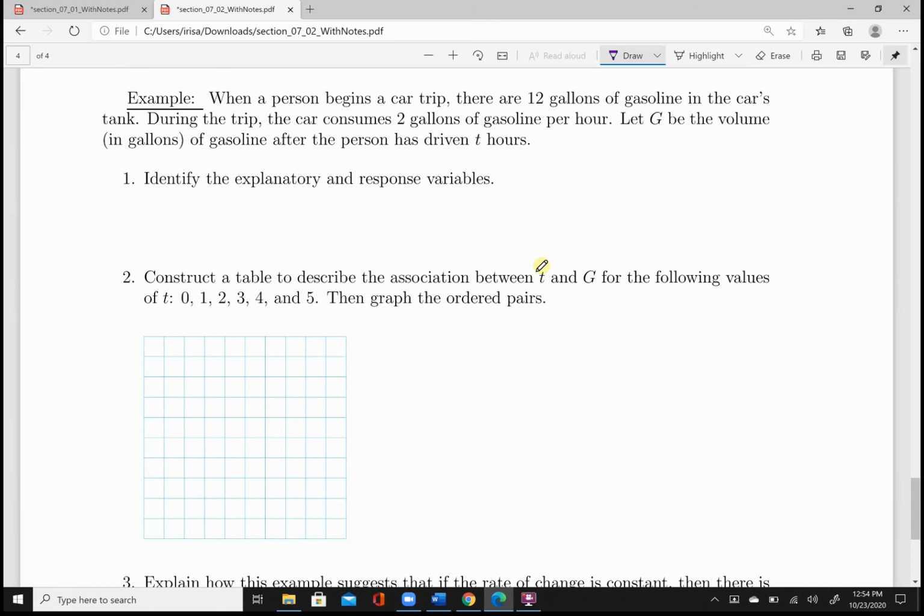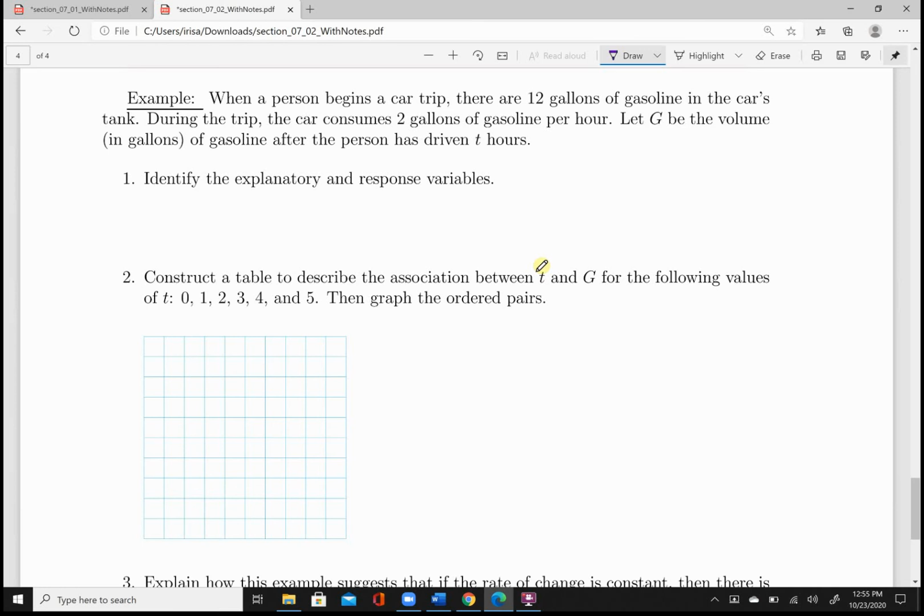All right, here's an example. Let me go ahead and read the first prompt to you in its entirety. It says, when a person begins a car trip, there are 12 gallons of gasoline in the car's tank. During the trip, the car consumes 2 gallons of gas per hour. Let G be the volume in gallons of gasoline after the person has driven T hours.